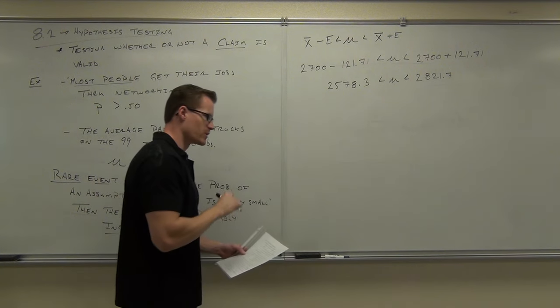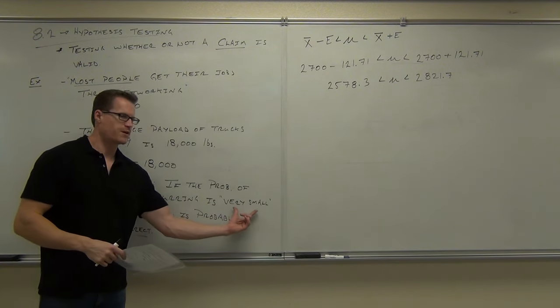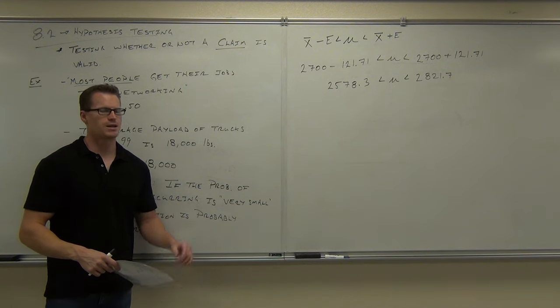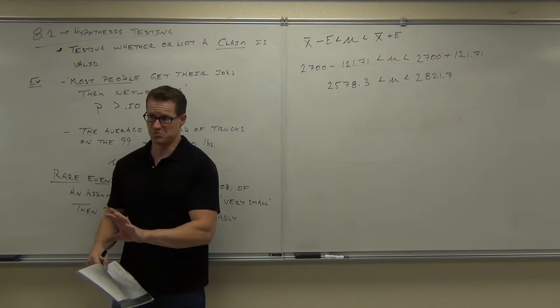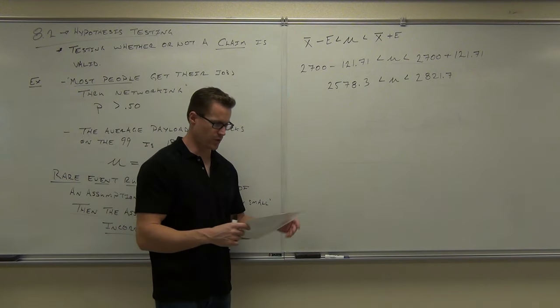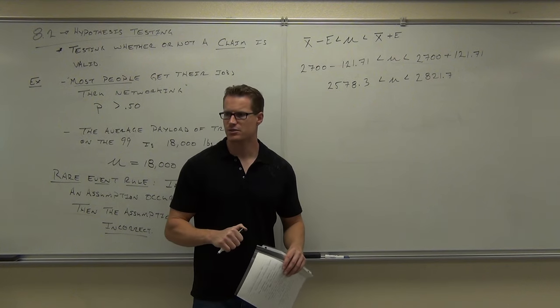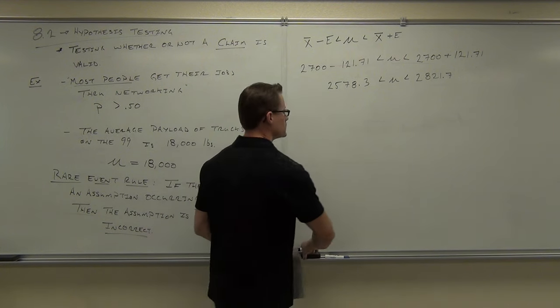So now we've got to determine what this very small means. This is the difference between a likely event and an unlikely event. What is usual to happen and what's not usual to happen. Shall we do an example on that to kind of illustrate that for you? Okay.